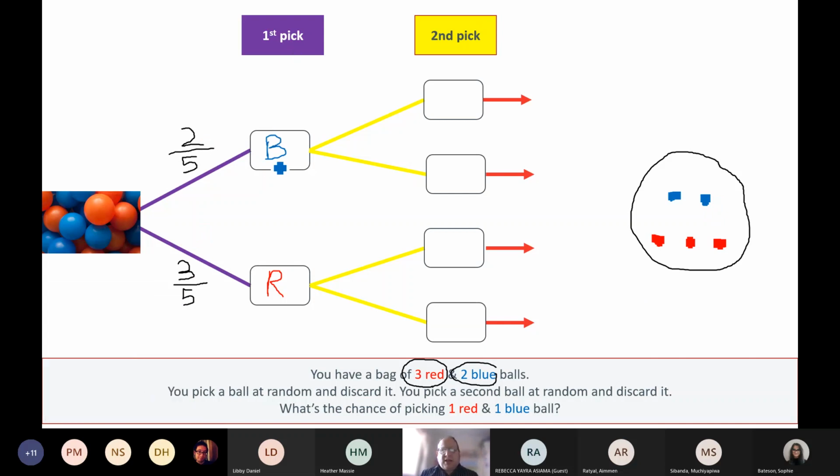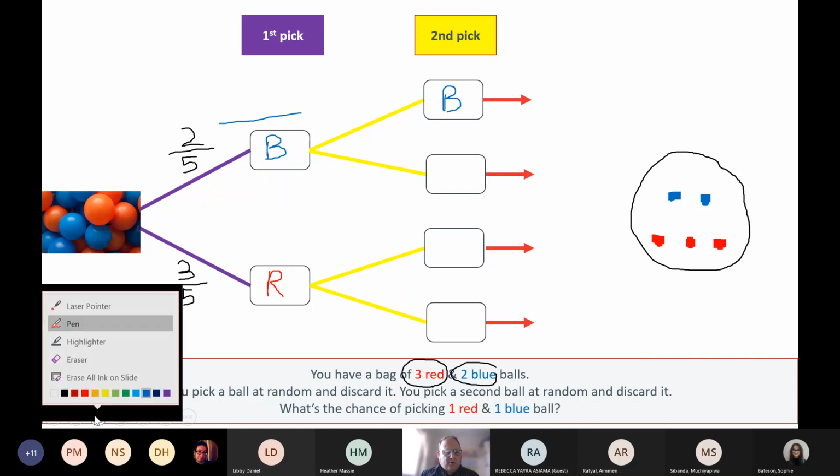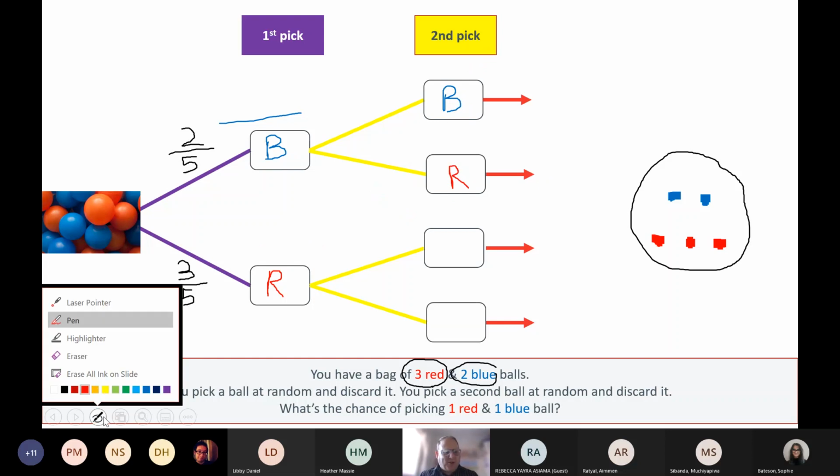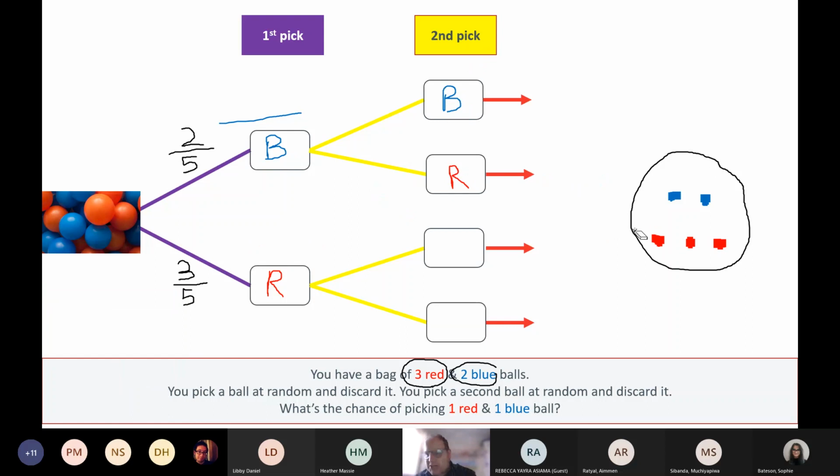So let's take the second pick now. For the first pick, I'm going to look at this part of the tree diagram up here. So on my first pick, I chose a blue ball. And on my second pick, I could then choose another blue ball, or I could choose a red ball. Now let's look at this diagram. Diagram is probably a strong word for this strange thing that I've drawn on the right. But that was our bag originally. And we've said we first of all chose a blue ball. So let's take a blue ball out.